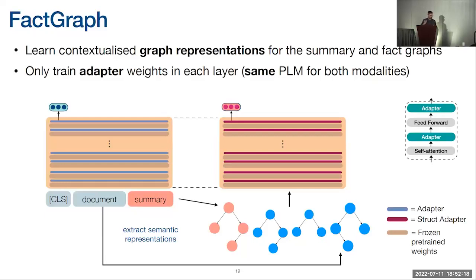We use the same pre-trained model for both encoders, but we only train adapter weights for the text modality and for the graph modality, and we add these adapter layers after each self-attention sublayer and after each feed-forward sublayer of each layer of the encoder.